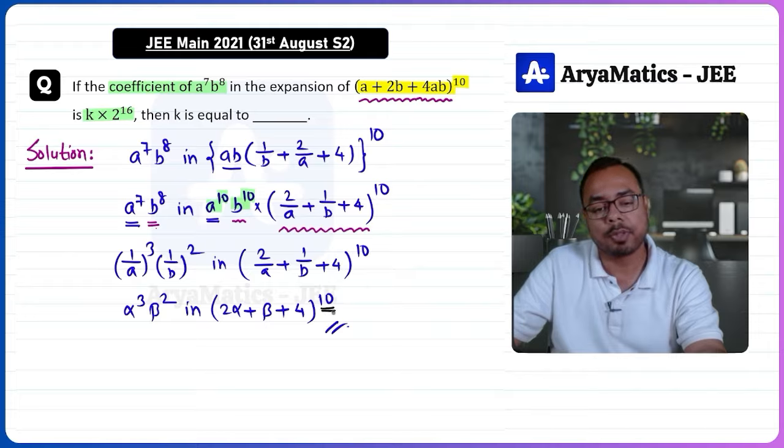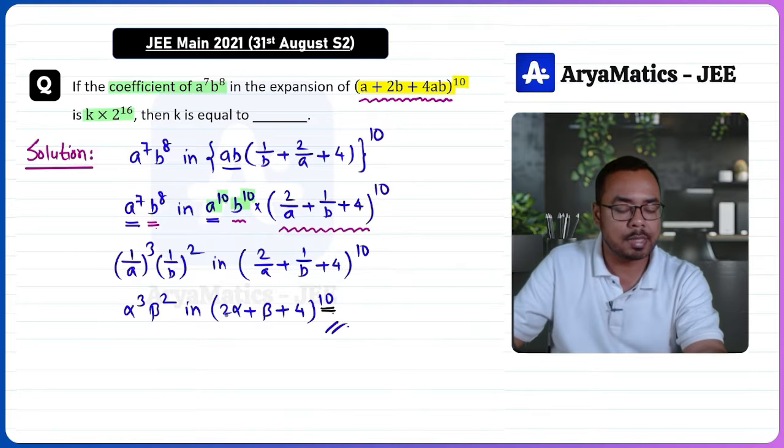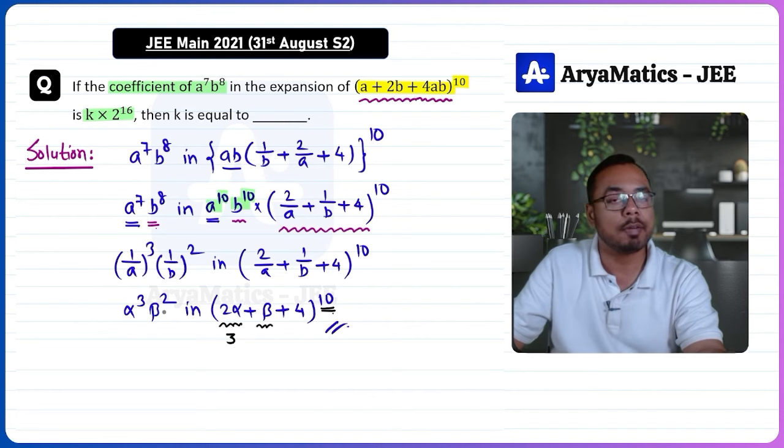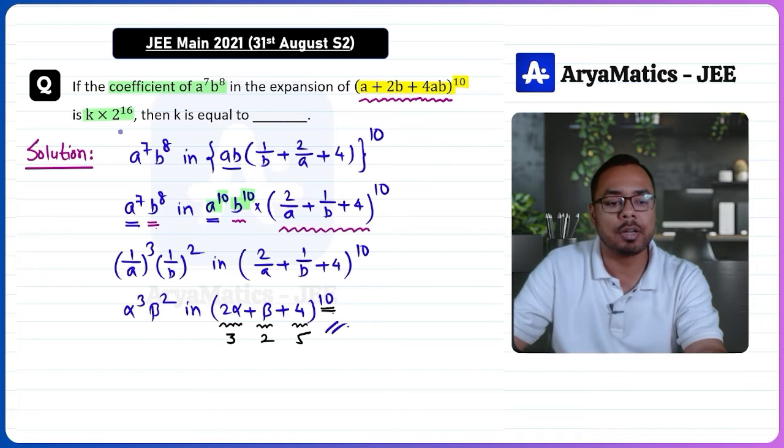We have to distribute this exponent among these three terms. If I need alpha cube, then the exponent of 2 alpha must be 3. Similarly, if I need beta square, then the exponent of beta must be 2. And in total we have 10. If the exponents of these two terms are 3 and 2, then the exponent of 4 must be 5. Right. So now it is given that the coefficient of this term is k into 2 raised to 16.